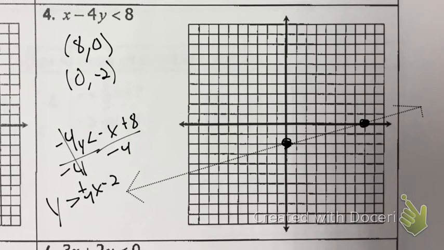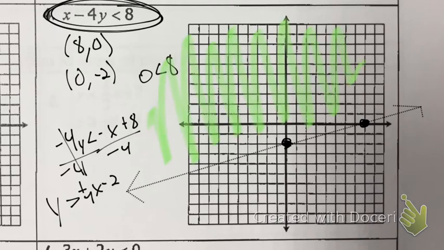Now, this is the reason I like testing the origin. If I test the origin in here, it's pretty easy. 0 is less than 8. Is that true? Yeah, so if the origin's true, it needs to be shaded. So the origin needs to be in the shaded portion. Also, if you do it in slope-intercept form, it's greater than that, so it needs to be above your line.